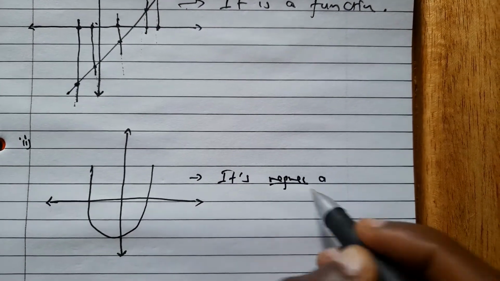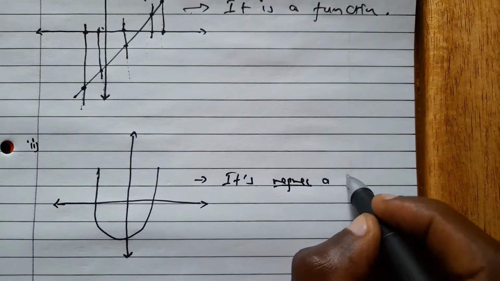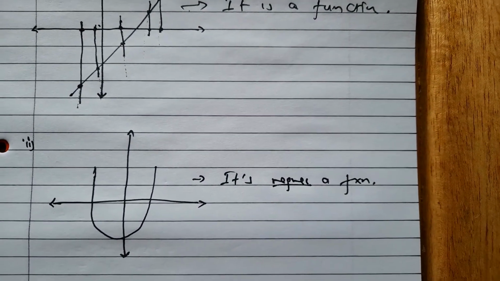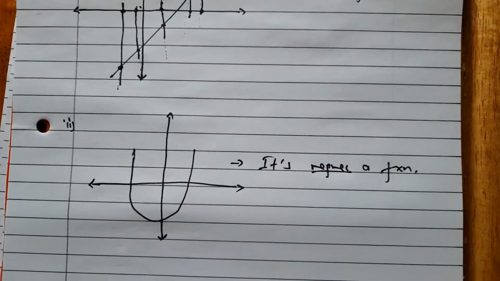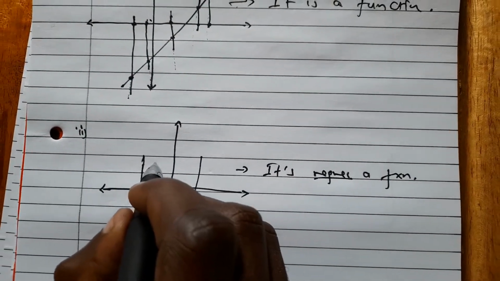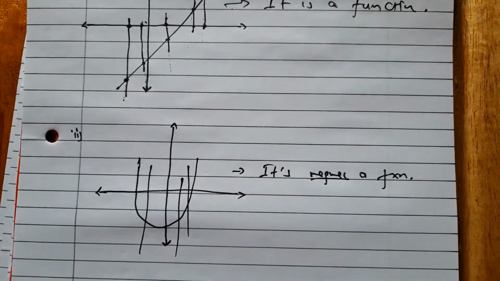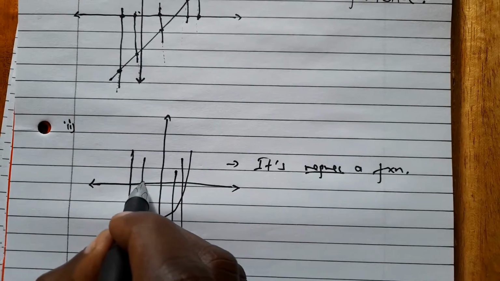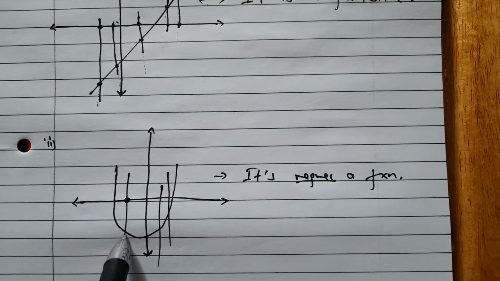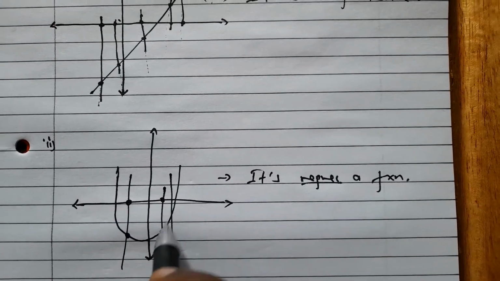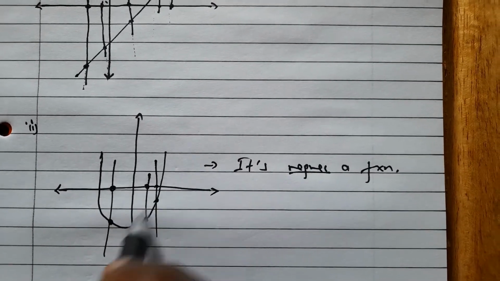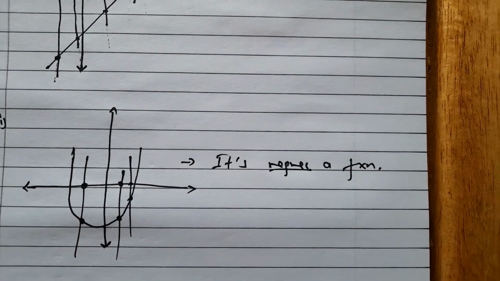It represents a function. And how is that? Because if I do the vertical line test, you realize every input has exactly one output.